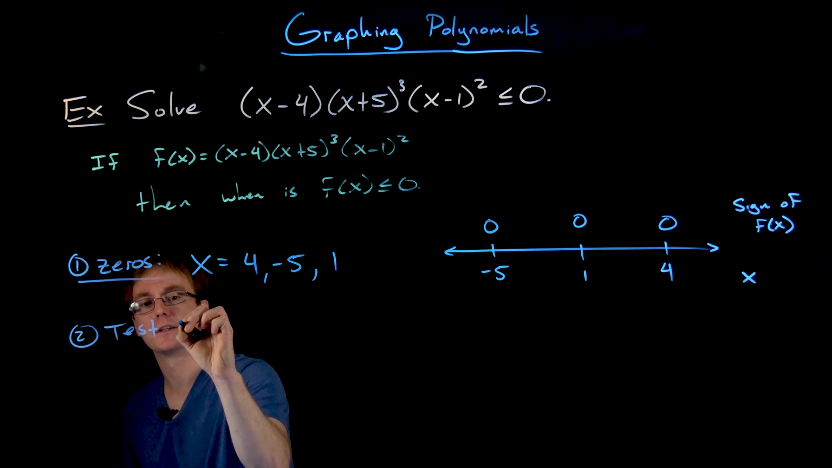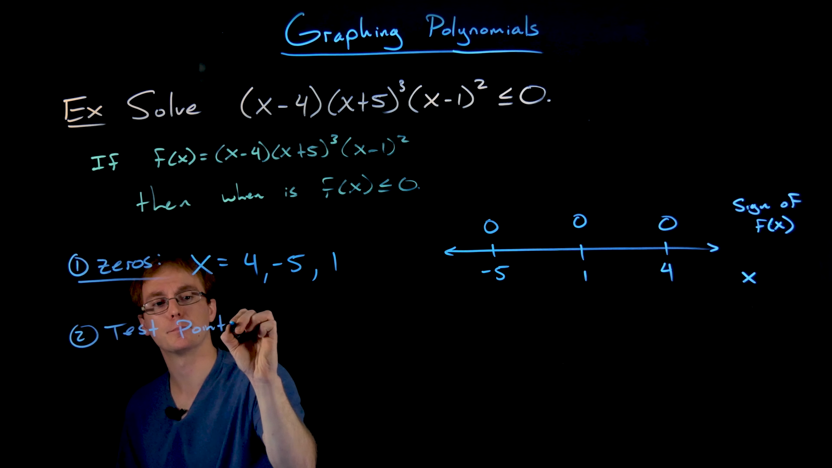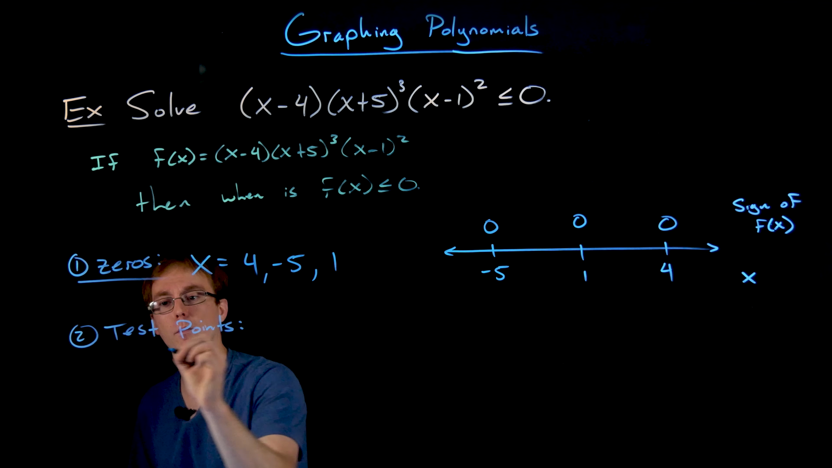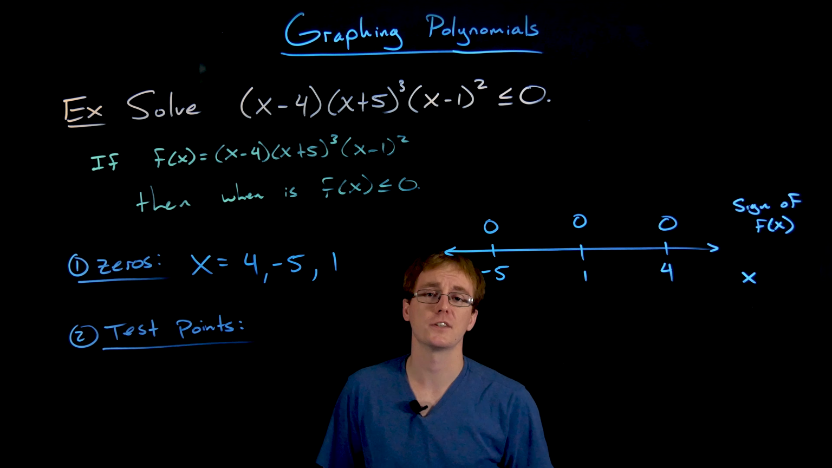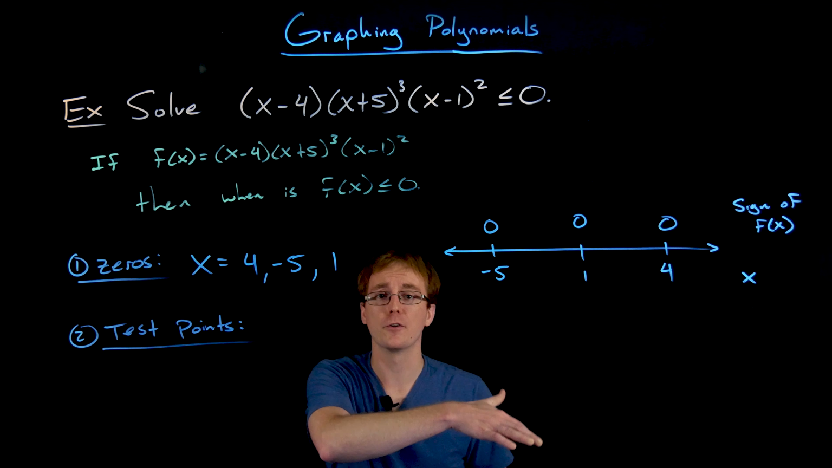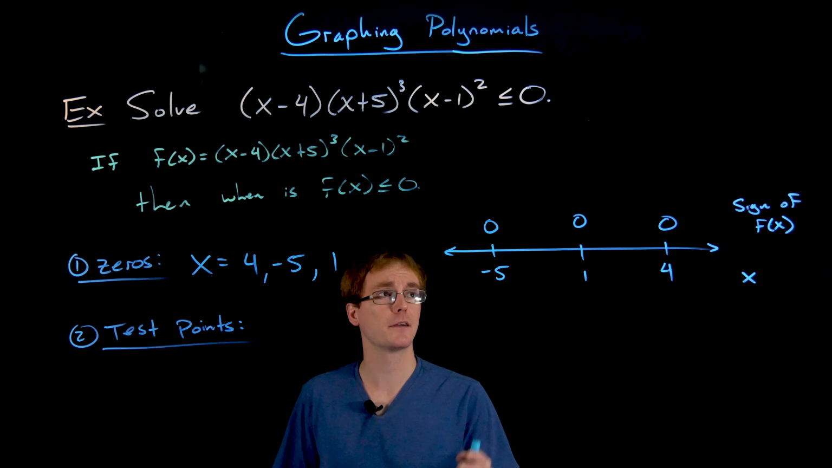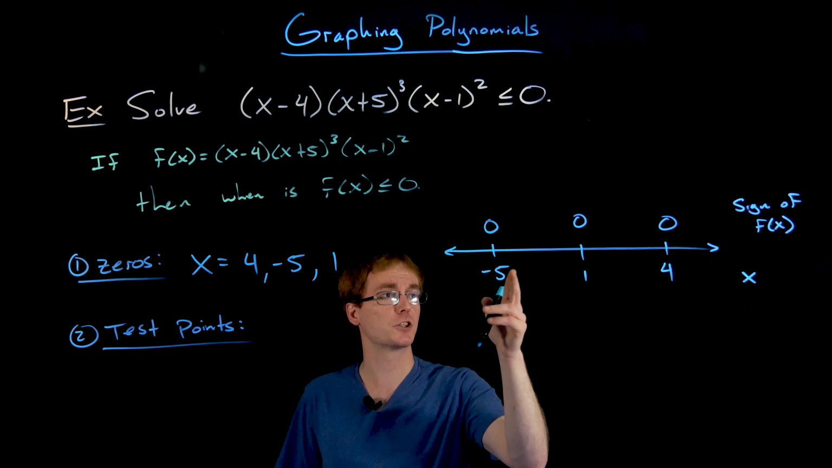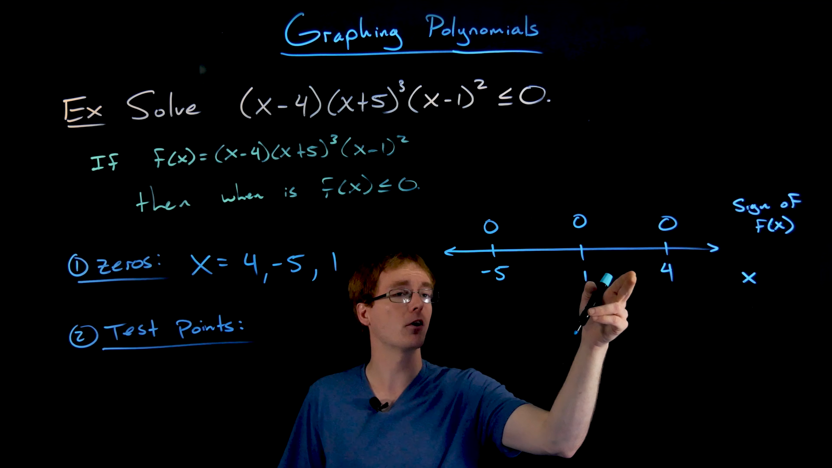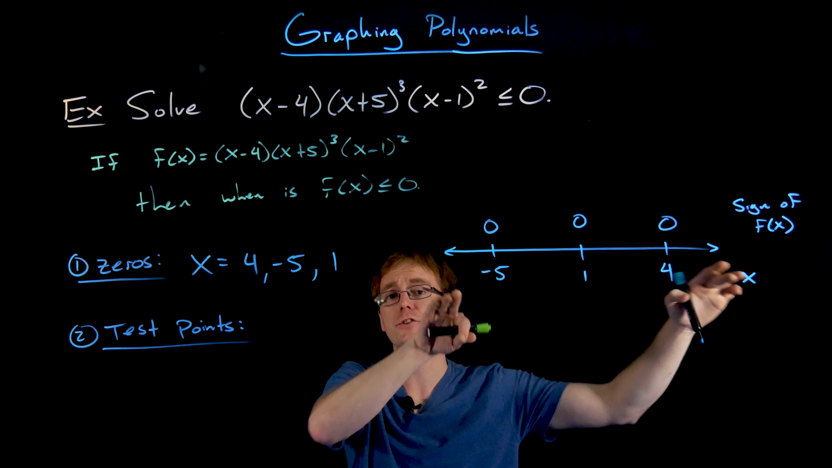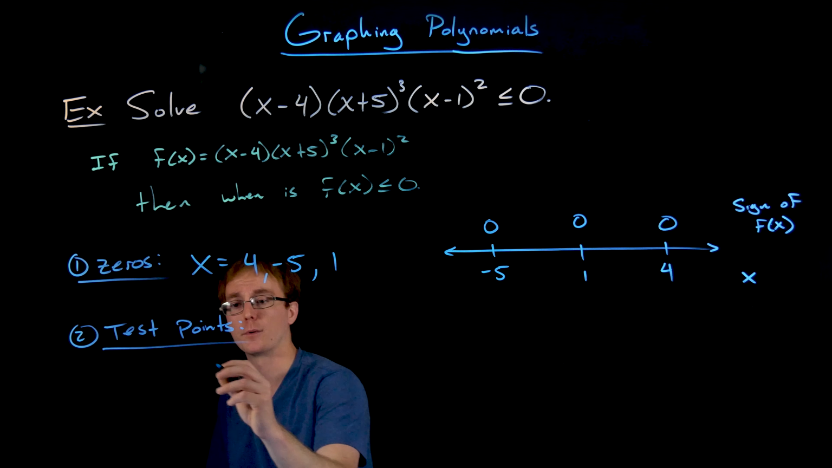Well, we just use test points. Nothing too fancy. Plug some numbers in and check out what happens. The kind of longer process is to sketch the graph of our polynomial and then look at the graph. However, this test point procedure can be a little bit quicker. So when it comes down to picking our test points, we have to pick x values between our zeros or beyond our zeros for the far left and far right.